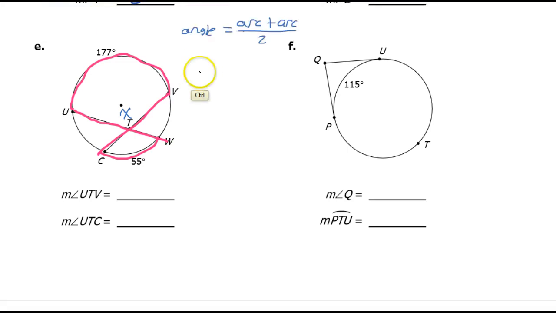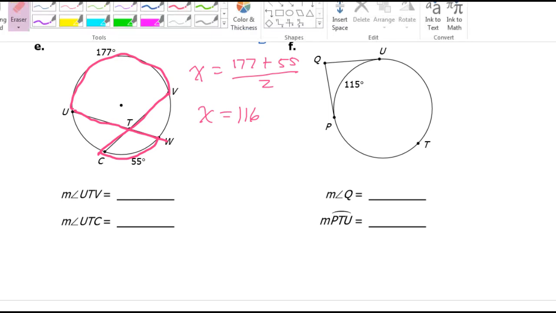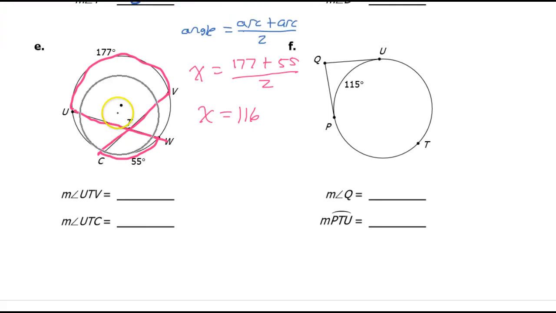X equals 177 plus 55 divided by 2. Correct. All right, so anybody, what's the final answer? 116. Okay, so we just found that the angle is 116. So this is 116 degrees. And these are vertical angles as well, so just in case I ever need it, this will also be 116. All right, so great.